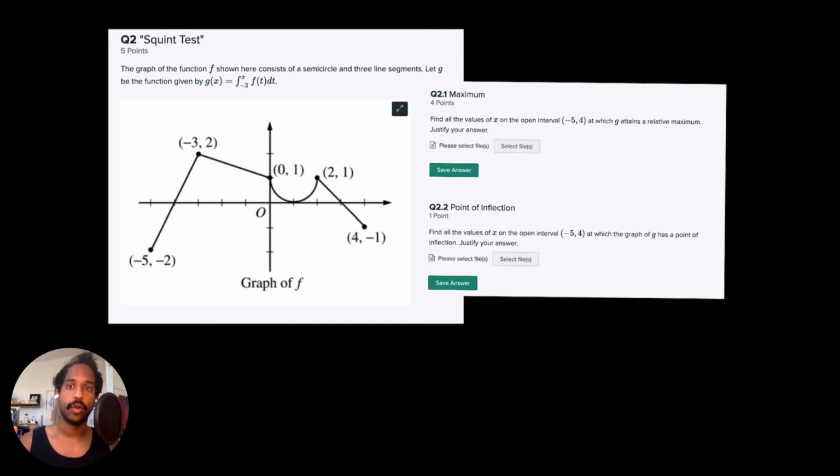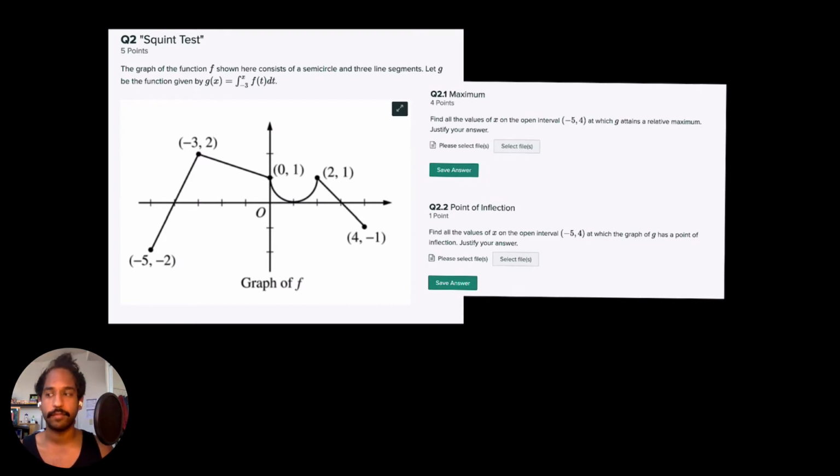We're told that this is the graph of f, and the graph consists of a semicircle and 3 line segments, and then we're also told that g is the function given by g of x equals the integral from -3 to x of f of t dt. And we're asked to find the maximum and the point of inflection on g.